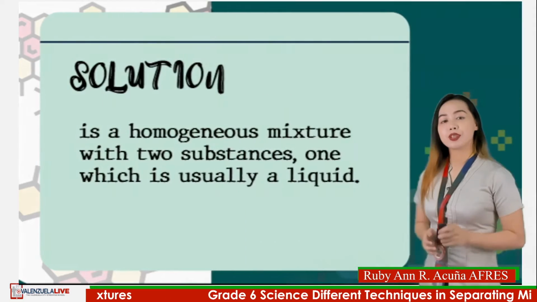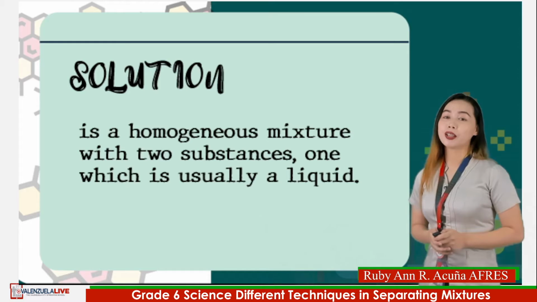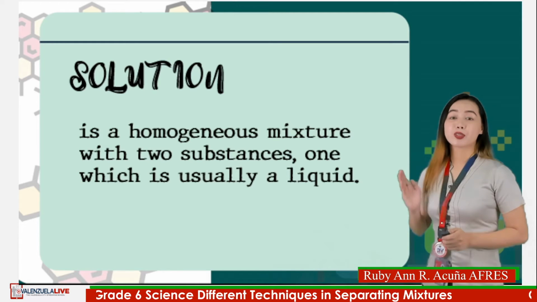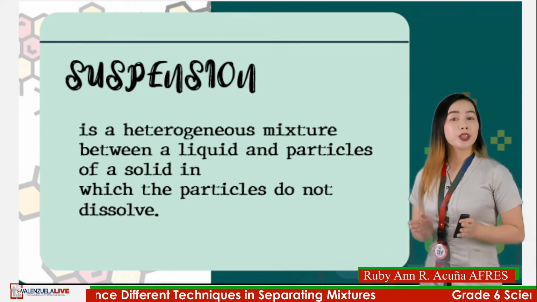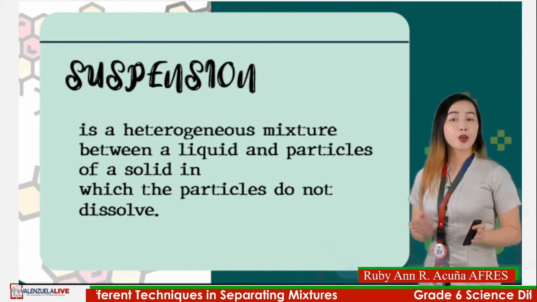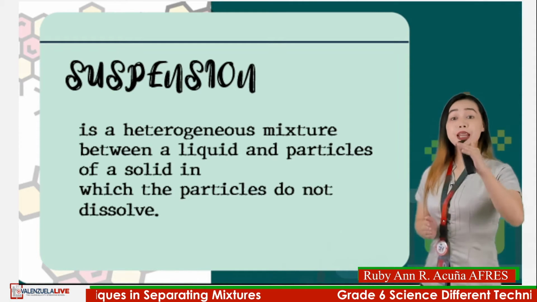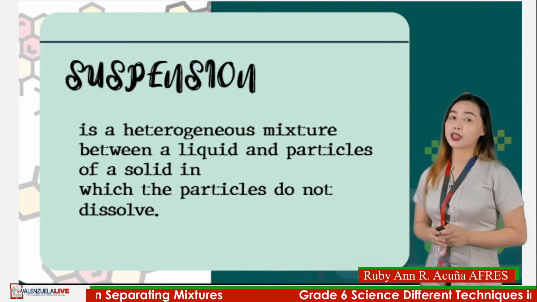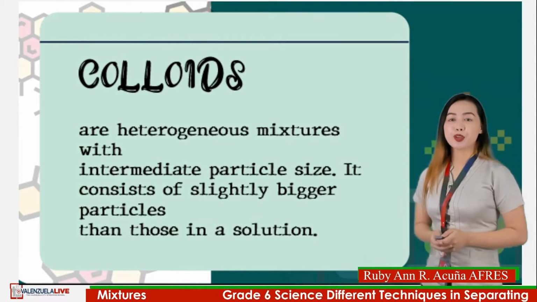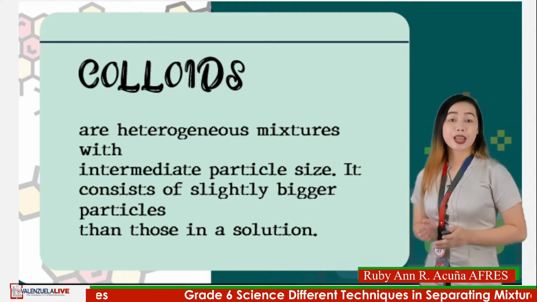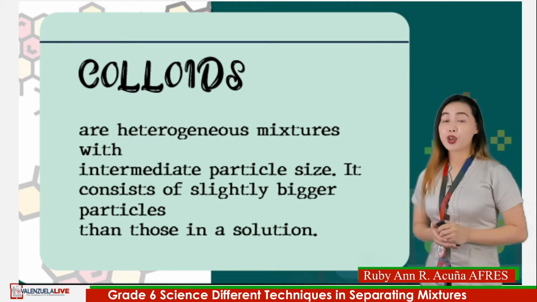A solution is a homogeneous mixture with two substances, one of which is usually a liquid. A suspension is a heterogeneous mixture between a liquid and particles of a solid in which the particles do not dissolve, and these undissolved particles settle down at the bottom of the container. While colloids are heterogeneous mixtures with intermediate particle size. It consists of slightly bigger particles than those in a solution.